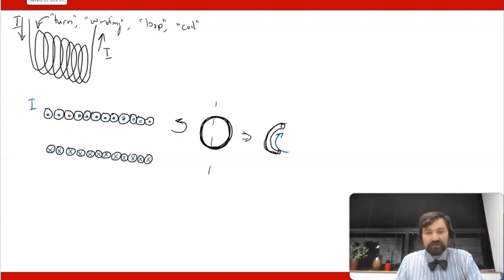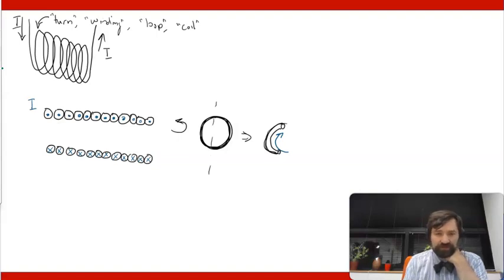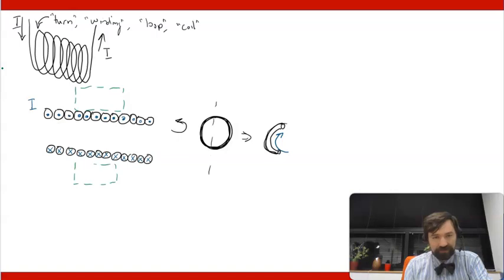Now, the question is, what kind of magnetic field is this current producing? To answer that, we want to use Ampere's law. I'll use green to represent my Amperian loop. Here are some possible Amperian loops. I could choose a loop up here, entirely outside of the solenoid. I could also similarly choose one down here somewhere. These would both be valid Amperian loops, and both of them are going to give the same result.